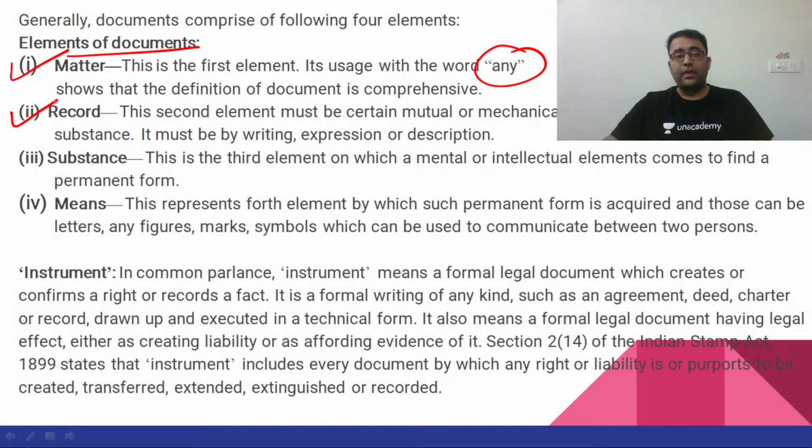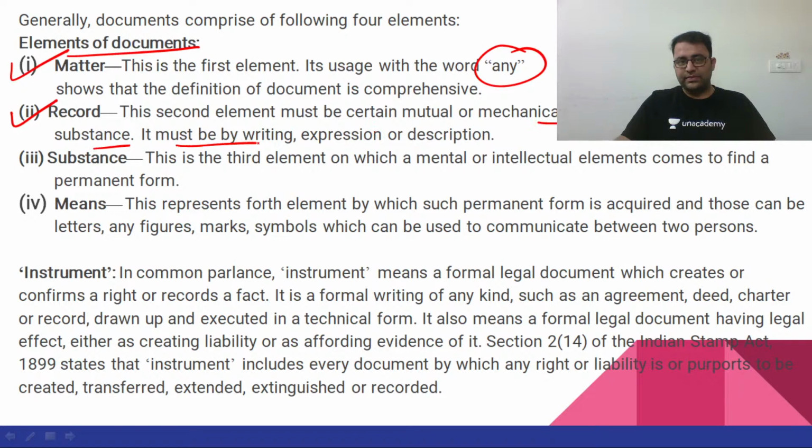Okay, then the second, record. The second element must be certain mutual or mechanical device employed on the substance. It must be by writing, expression, or description. So please remember, a mere plain piece of paper is not enough. There should be something, a mutual or mechanical device employed on the substance.